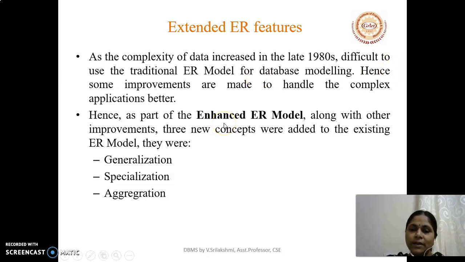Therefore, there are many more improvements that have taken place in the newer technologies in order to handle the most complex applications much better. Thereby, the enhanced ER model came into the picture along with these improvements. These improvements are generalization, specialization and aggregation. These are the concepts that are being used in the enhanced ER model.